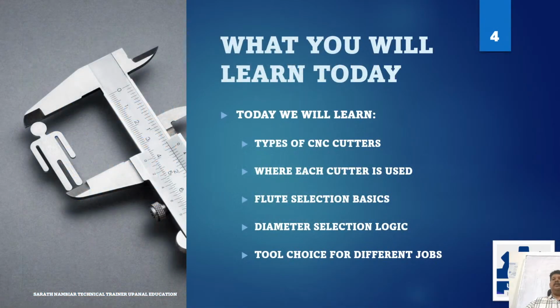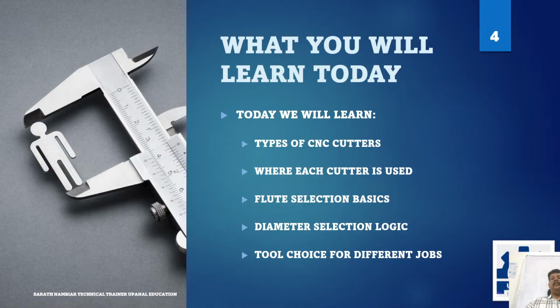Now, let's see what we are going to cover today. First, we will understand the common types of CNC cutters used in milling operations. Second, we will understand where each cutter is used, because knowing the name is not enough, we must know the application also. Third, we will discuss the flute selection. What is 2 flute, 3 flute, 4 flute, 5 flute, and why it matters.